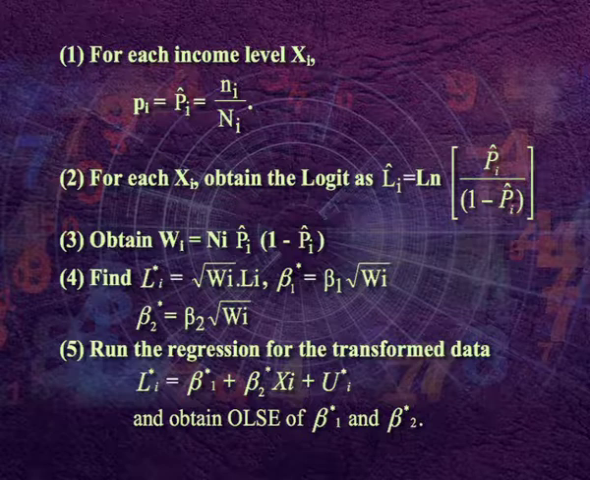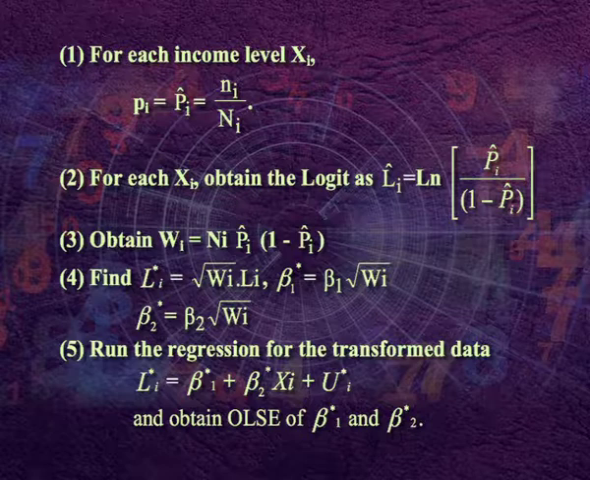ni upon capital Ni. Number 2. For each xi, obtain the logit as Li cap equal to ln of Pi cap upon 1 minus Pi cap. Number 3. Obtain Wi equal to Ni Pi cap multiplied by 1 minus Pi cap. Number 4. Find Li star equal to under root of Wi multiplied by Li, and beta 1 star equal to beta 1 multiplied by root Wi, beta 2 star equal to beta 2 multiplied by root Wi.